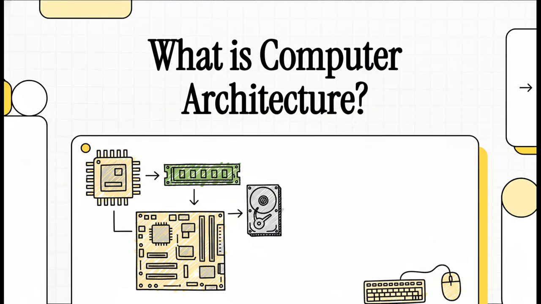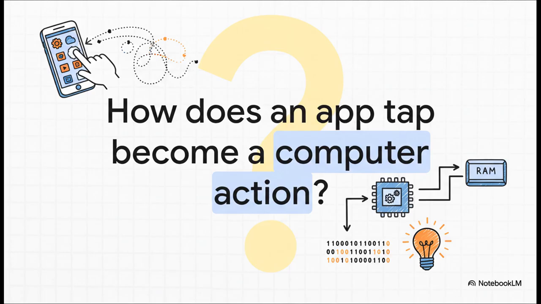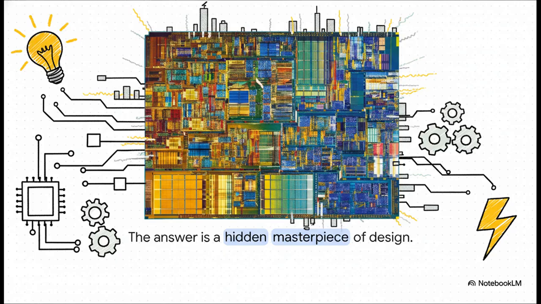Today, we're peeling back the layers on one of the most fundamental, yet kind of invisible concepts in all of technology, computer architecture. So let's just dive right in. Have you ever really stopped to think about what happens when you tap on an app? You touch a piece of glass and this entire world just springs to life. How in the world does that simple tap, which is really just an idea, turn into a physical action inside a machine? Well, the answer is hiding inside something that looks a lot like this, a microprocessor.